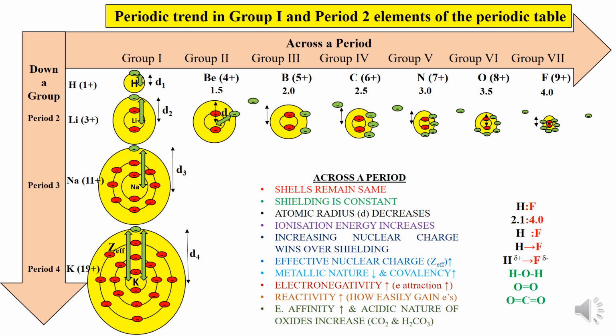And that is why you can see there is a shrink in the size of the atoms as you go across the period. When you compare the size of the fluorine atom with that of the lithium atom, you can see that there is a drastic reduction in the size of the fluorine atom. This is because of effective nuclear charge. Effective nuclear charge increases going across the period.